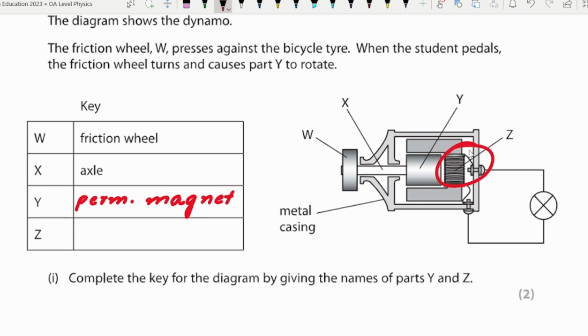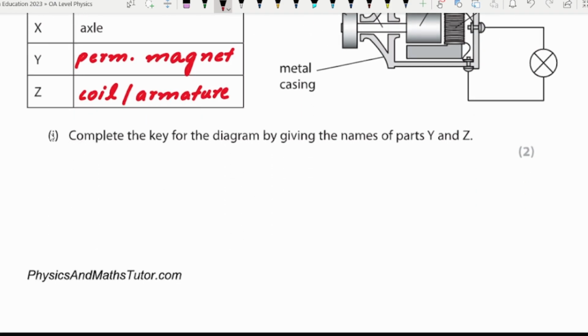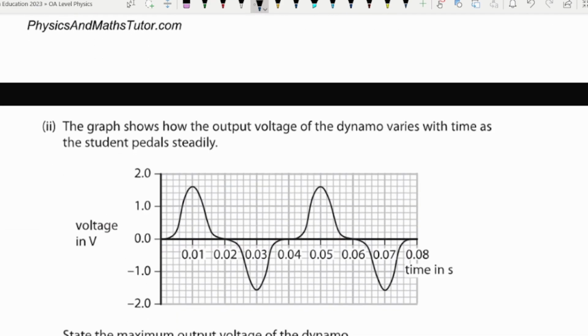And this one, this part is a coil that is also called as armature. Okay, so complete the key for the diagram by giving the names of part X and Y. Already done with that. Let's move on to the next one.